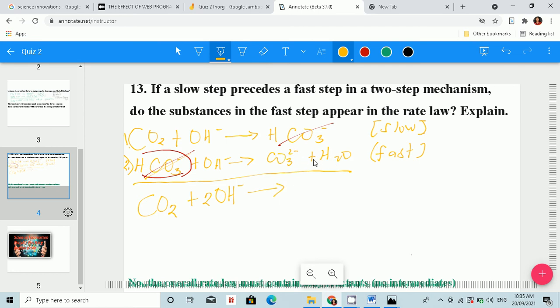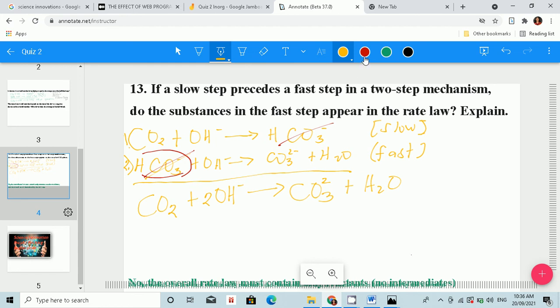And then this yields the products. The products are, since no HCO3, because it's an intermediate. An intermediate is a molecule that appears as a product and then is used as a reactant for the second step, but it was consumed. It was consumed because it does not appear in the final product. CO3 2 minus and H2O. So HCO3 is our intermediate.